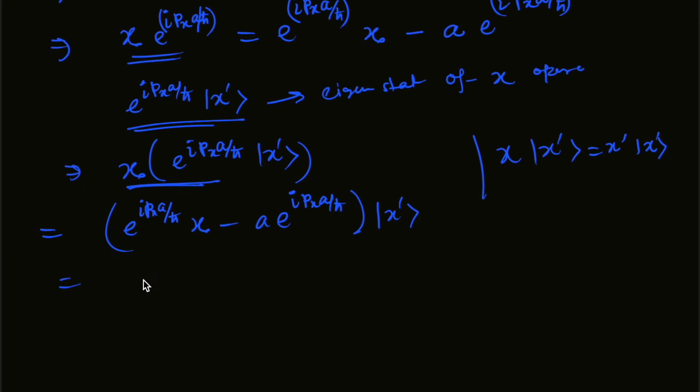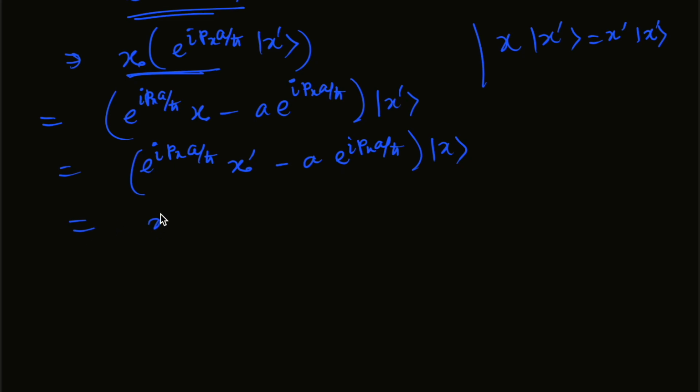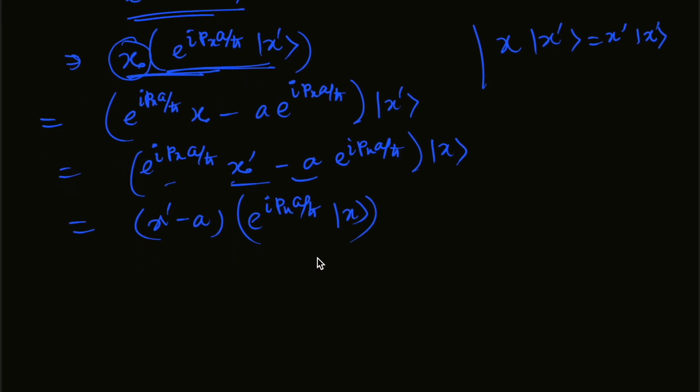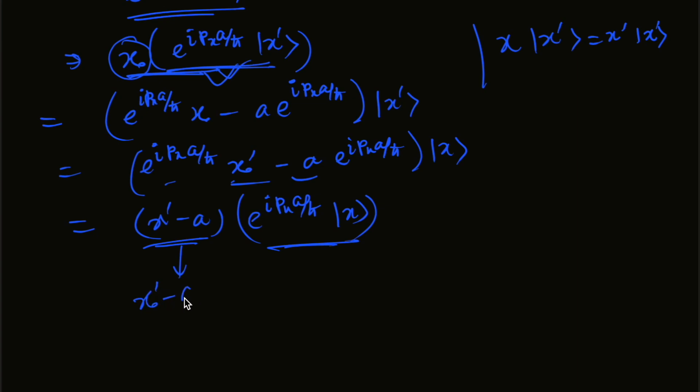So it will give e^(i px a/ħ) x' minus a e^(i px a/ħ) acting on |x'>. So x' minus a, these two are numbers, so we can interchange these, giving (x' minus a) e^(i px a/ħ)|x'>. So if we operate with the position operator on this state, we will get this state back, and these are the eigenstates of the x operator with eigenvalue x' minus a.